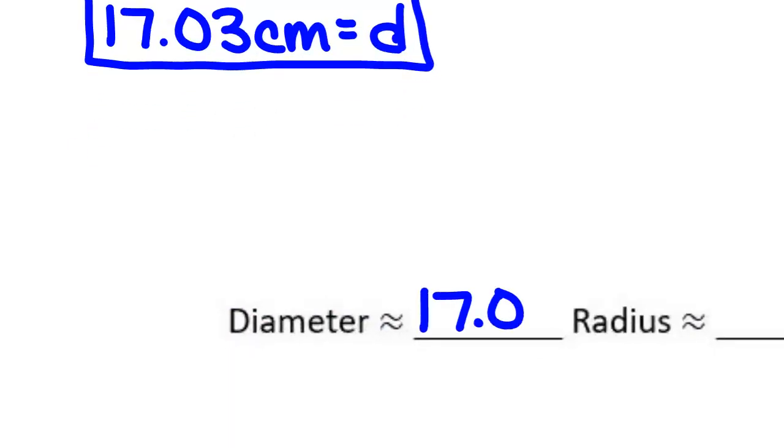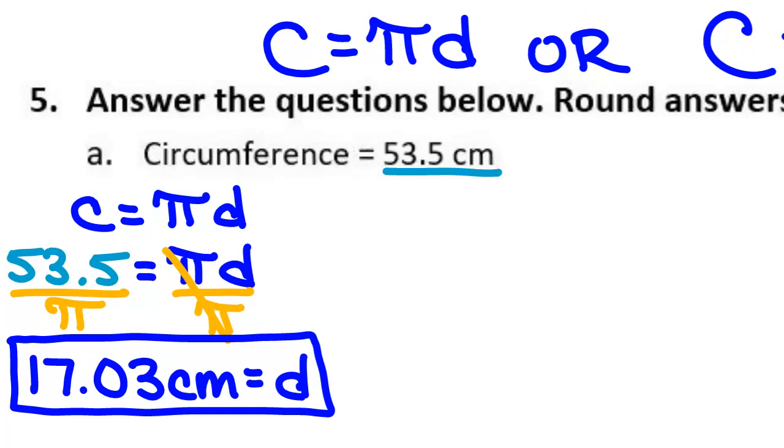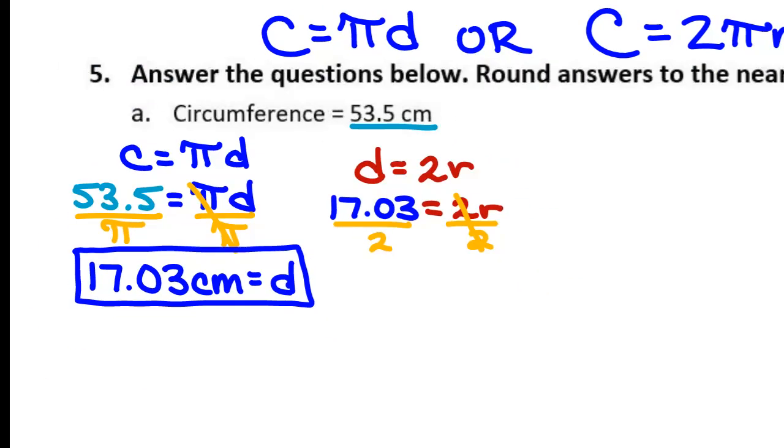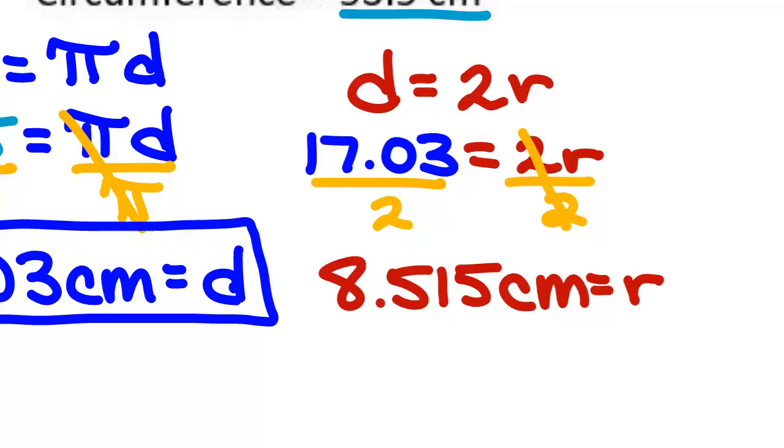So 17.03. I know that the diameter is equal to 2 times the radius. We figured out that the diameter is 17.03. That's equal to 2r. So then I divide both sides by 2. What is 17.03 divided by 2? 8.515, and we would put centimeters with that as well, equals our radius.